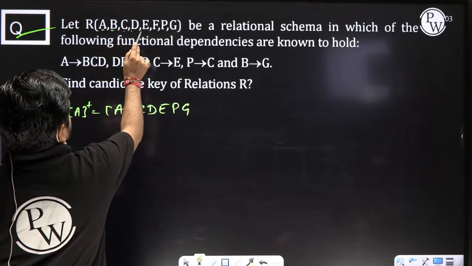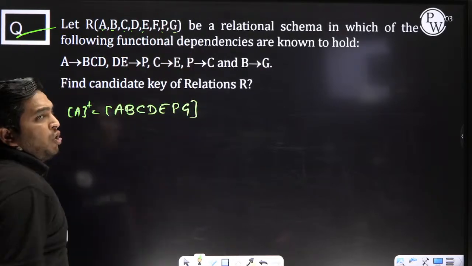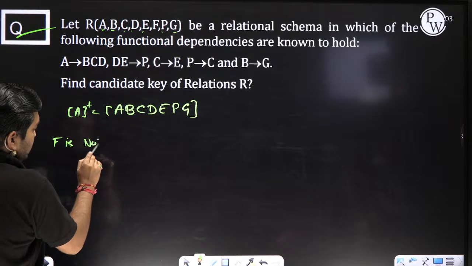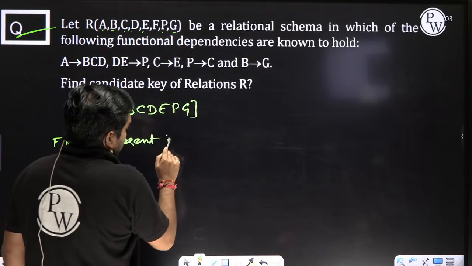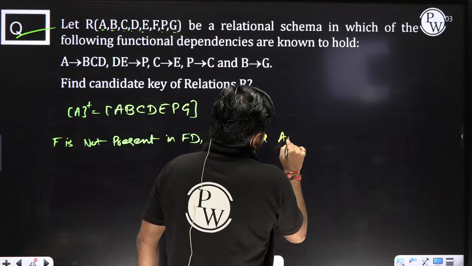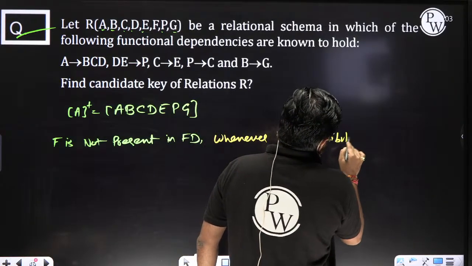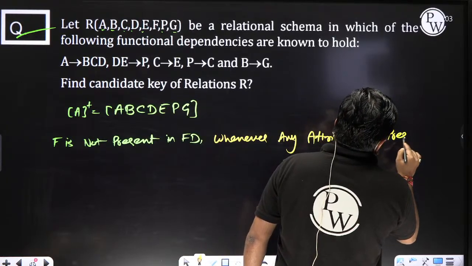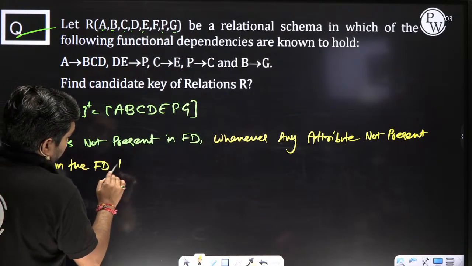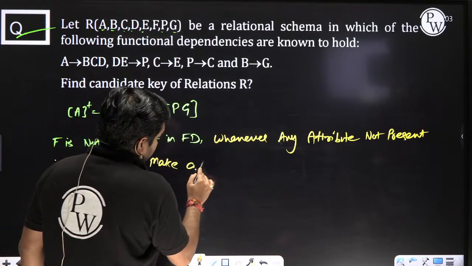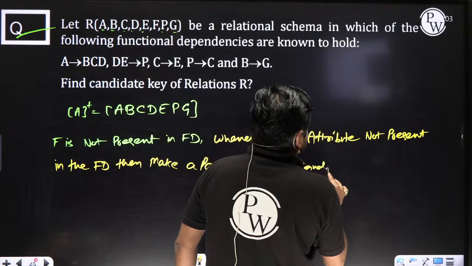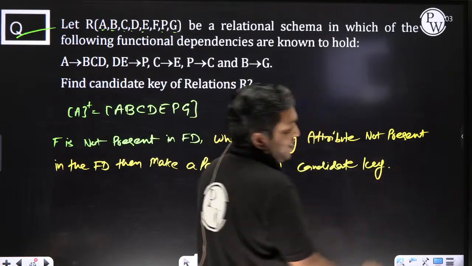F is not present in FD. I told you, whenever any attribute is not present in the FD, then make it a part of the candidate key, because otherwise you can't open the lock, can't declare.